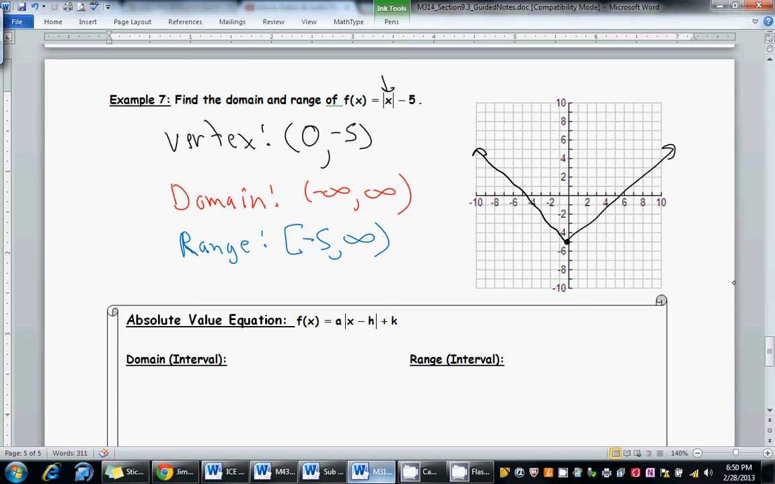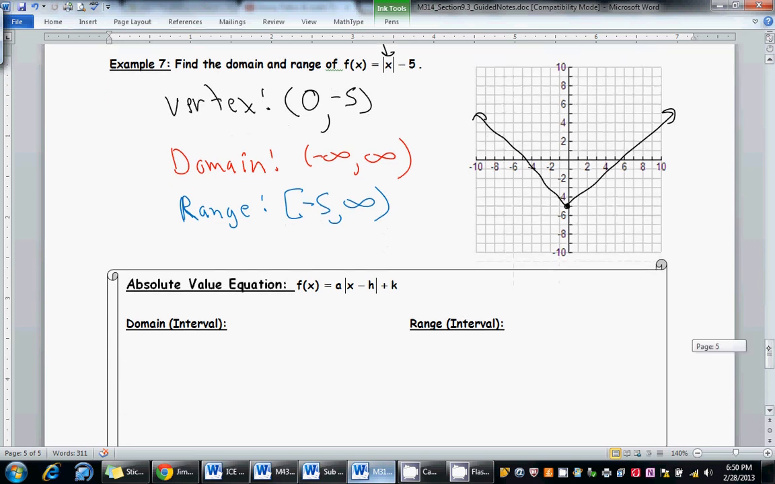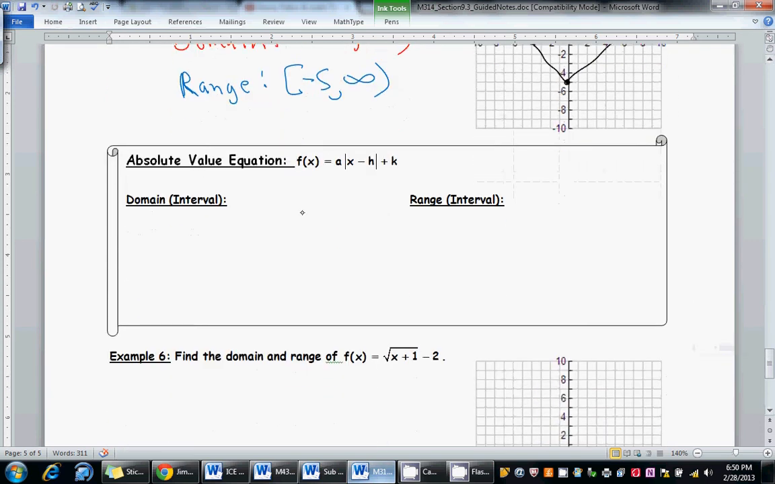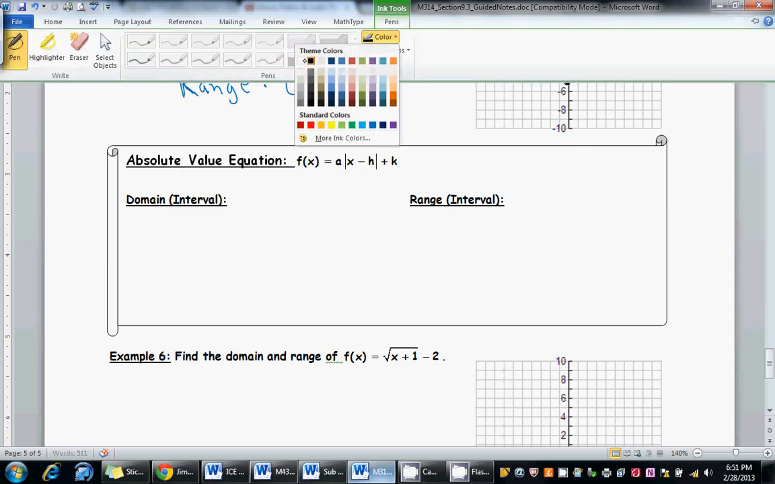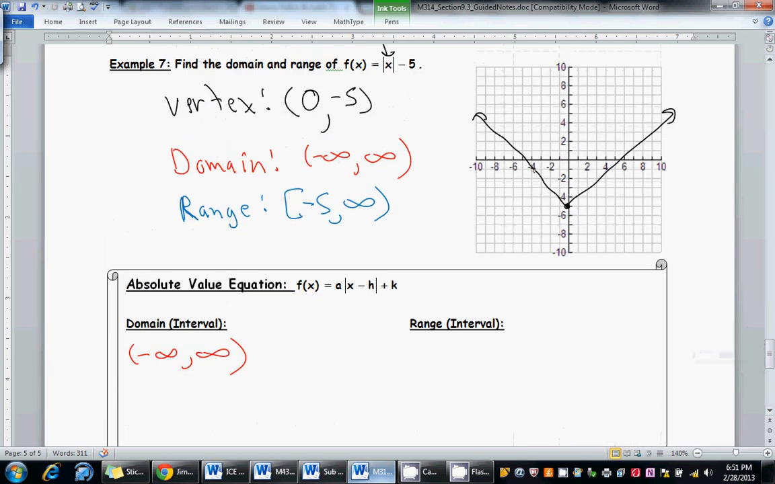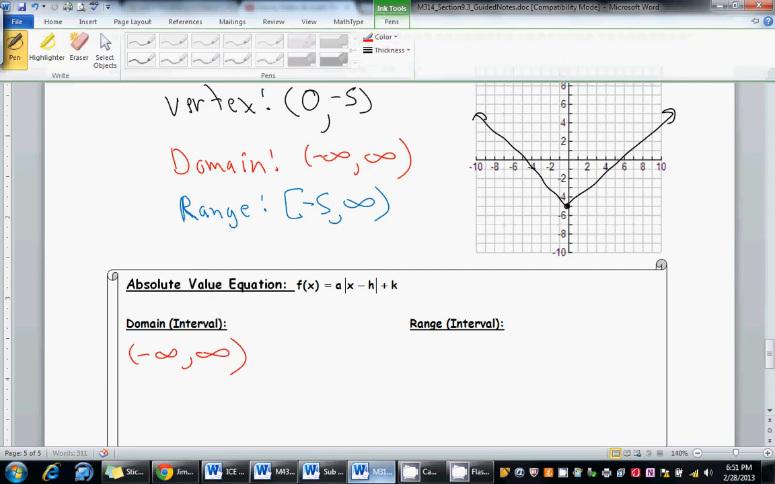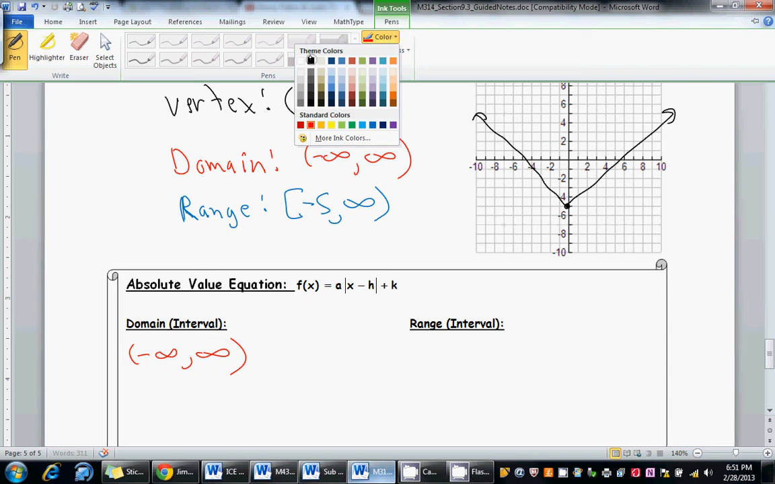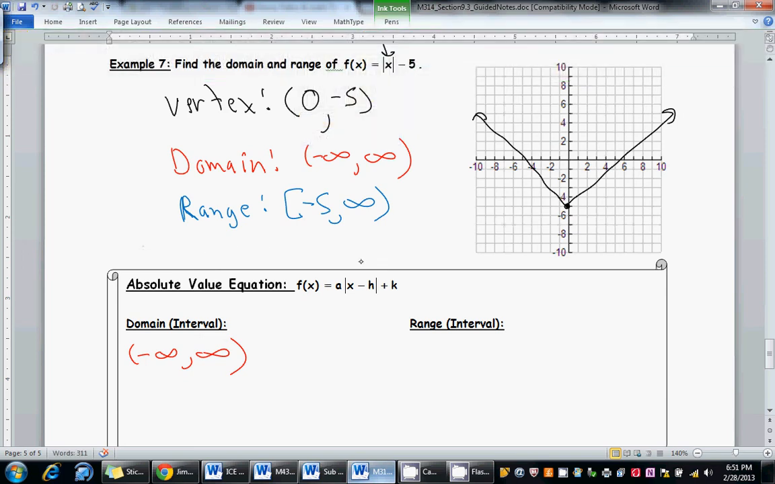And now we generalize. Here's a general absolute value equation. A times the absolute value of x minus h plus k. Domain, all real numbers. Negative infinity to infinity, right? Look back at our graph. We're going out to the left and to the right a little bit further every time. Arrows tell me I'm not going to stop.